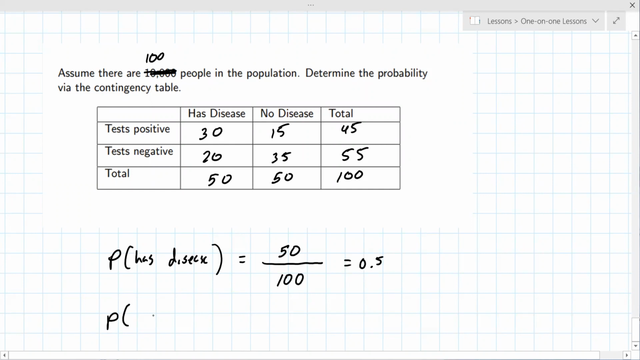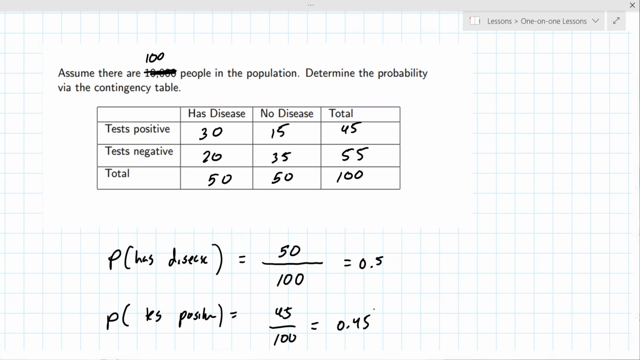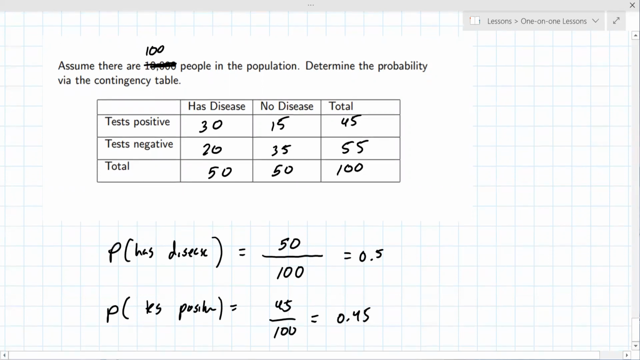What's the probability of testing positive? There are 45 people that test positive. So 45 out of 100, so that's 0.45. Okay, what's another one? What's the probability of testing negative? 55 out of 100. Yes. So there's a few of these that we can ask.